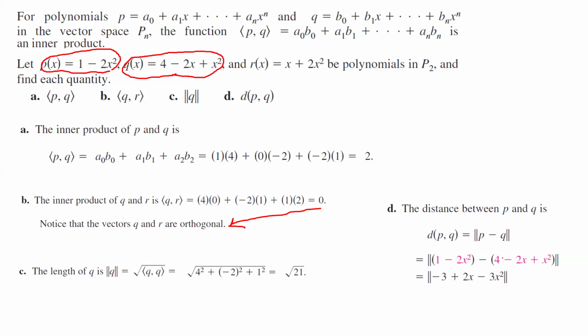So when I do the subtraction here, I end up with -3 plus 2x, -3x squared. So I'm going to take each one of these coefficients and raise them to the second power, add them together, and I get the square root of 22. So the distance between these two polynomials is equal to the square root of 22.